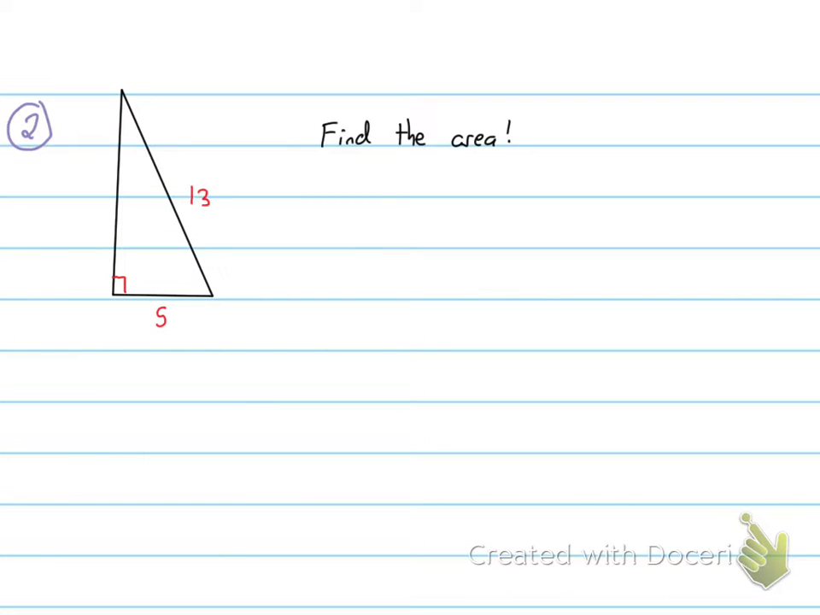So in example number 2, we want to find the area of this triangle. I'm given a side length of 5 and a side length of 13. If I know that missing side, I have my two perpendicular legs, and I could do 1/2 times side times side. What's also nice about this triangle is that it's a Pythagorean triple. So I'd see 5, 12, 13. To find the area of this triangle, I could just do 1/2 times 5 times 12, and I'd have my answer.